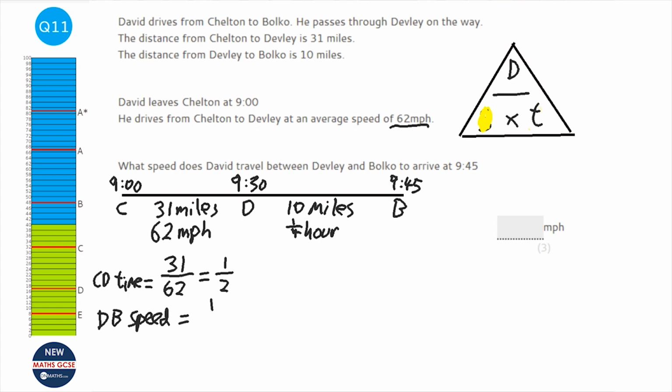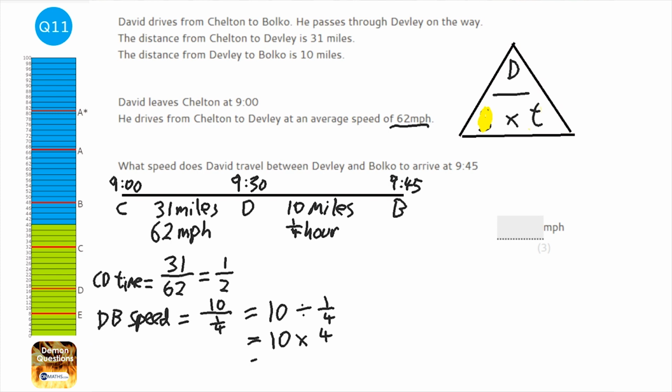So speed is distance, which is 10, over time, which is a quarter of an hour. Now, over just means divide, so this is the same as 10 divided by a quarter. How many quarters are there in 10? Well, if you're good with fractions, you'll know you can do same change flip. 4 over 1 is just 4, and that's 40. So you'd have to travel at 40 miles per hour. Now, you can do that on the calculator, or you can do the non-calculator method, which I've shown here.